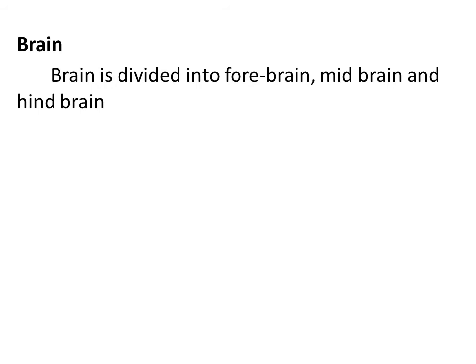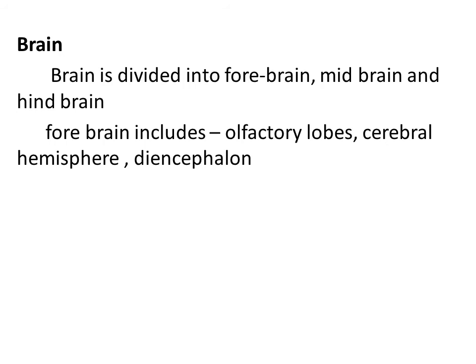So the brain is divided into three major regions. The first region is the forebrain, followed by the midbrain, and the third one is the hindbrain. Just as the human brain is divided into three major regions, in a similar way the frog brain is also divided into forebrain, midbrain, and hindbrain, right? So let us see the parts in each of these regions.